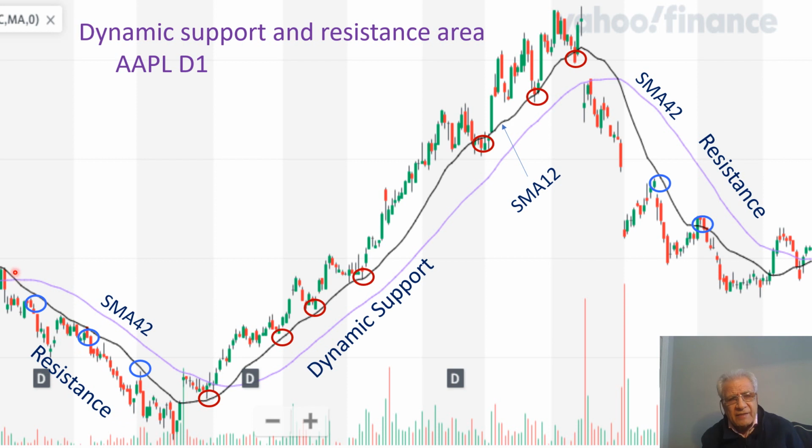So you see that this moving average has a dual function, as it can act as a dynamic support or can act as a dynamic resistance. So we see in this graph that moving average or dynamic support and resistance is considered a very important part of price action trading strategy.